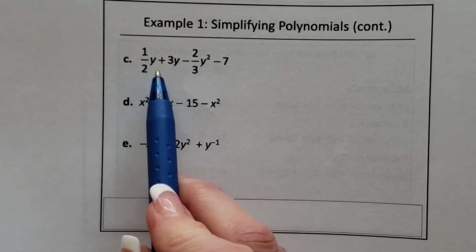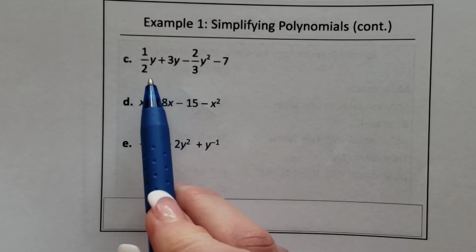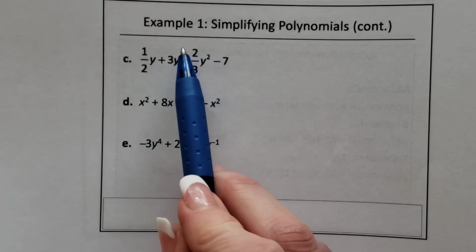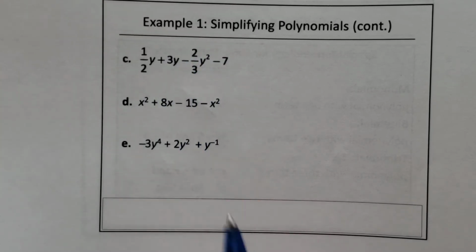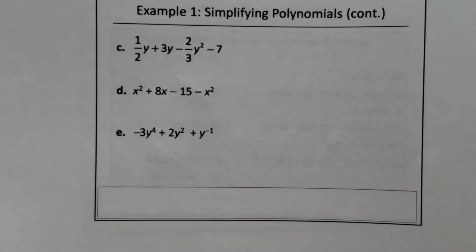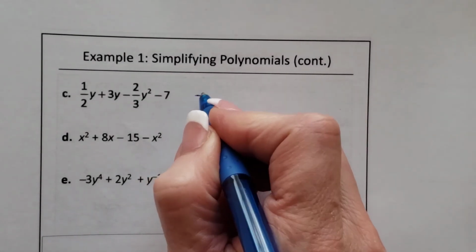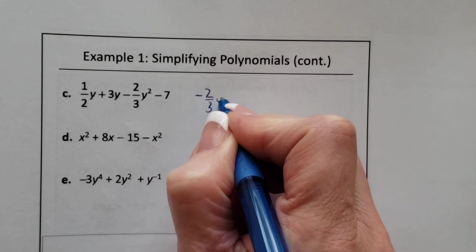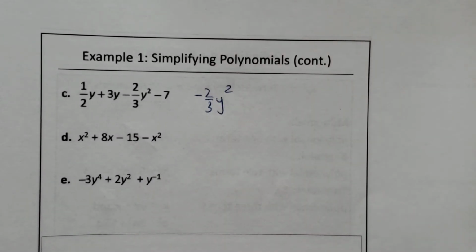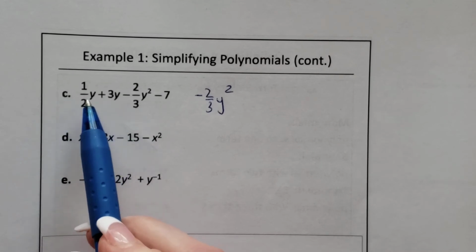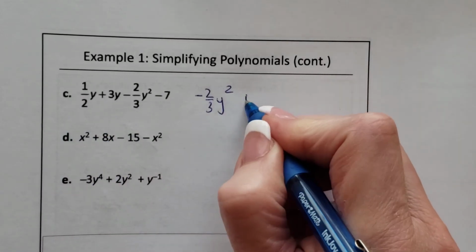But the directions say to list these in descending order. So since the exponent of 2 is bigger than the exponent of 1, when we write it in descending order, we're going to write negative 2/3 y squared. That's our biggest exponent. We're going to combine these two terms. So 3 plus 1/2 is 3 1/2.